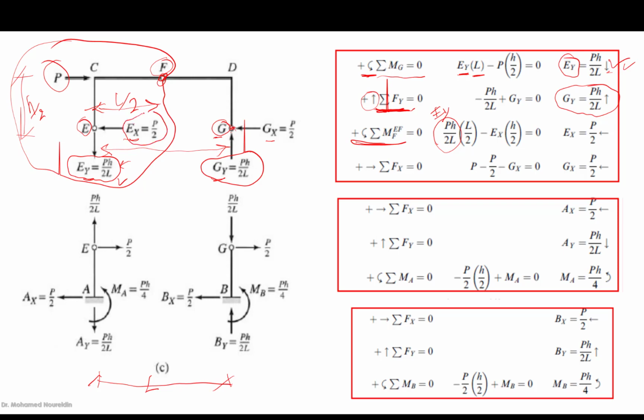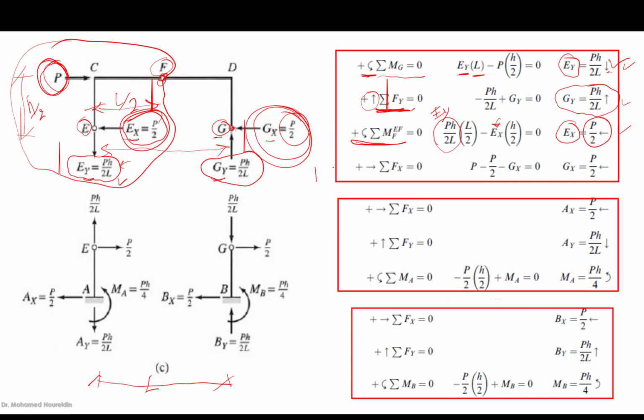This is EX, already. EX times H over 2, which is half of the height of the frame. From here we can obtain EX because it is the only unknown. Now we know EX to be P over 2. As you can see here, if you look at the equilibrium equation of the part ECFDG, you're going to find that GX must equal P over 2, because we have P here and we have P over 2 opposite to it, so this must be P over 2.